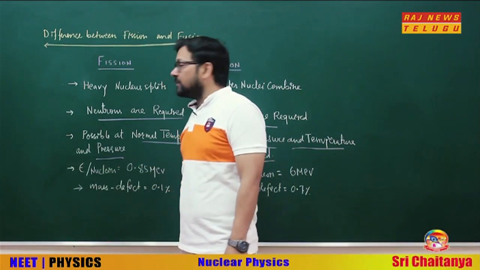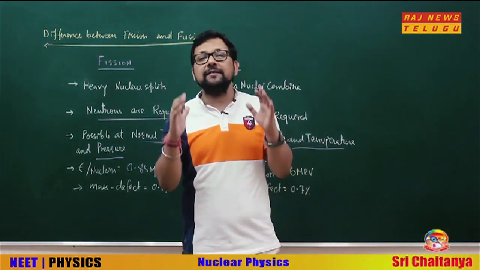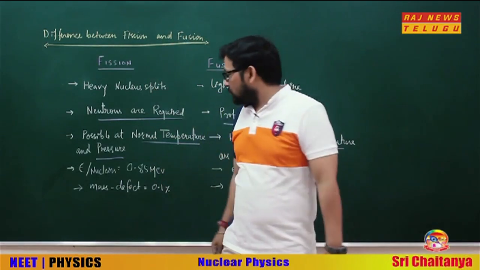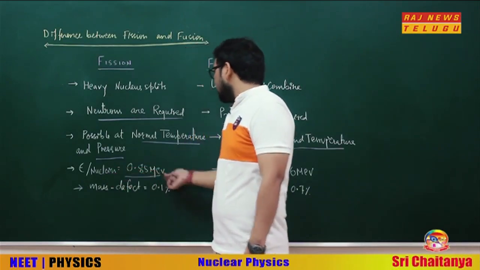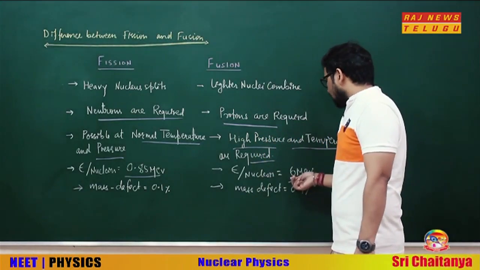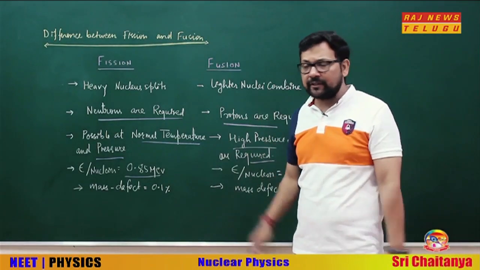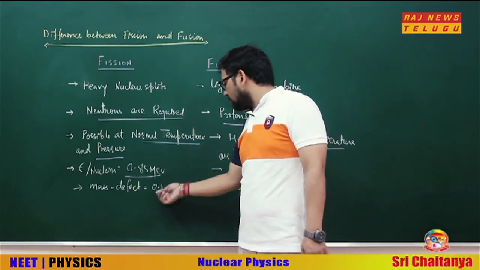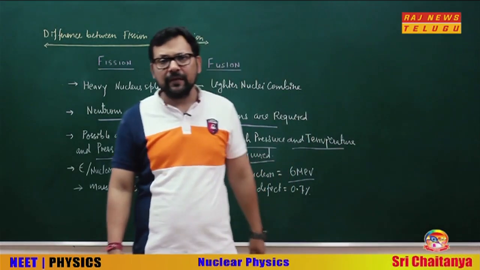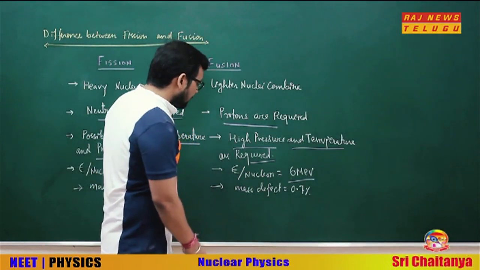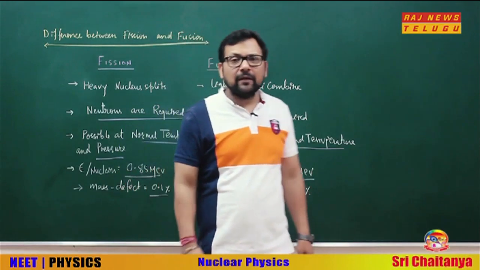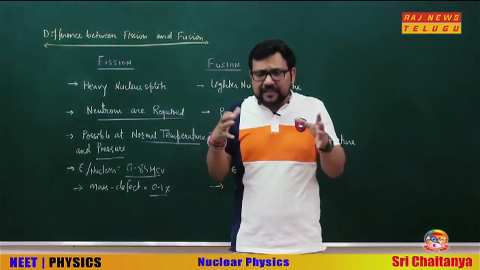Energy, if you remember, we have discussed that in fission the energy released is greater, but the energy per nucleon is lesser. So energy per nucleon is 0.85 in fission and 6 mega electron volt in fusion. It was almost 7 times greater. Mass defect in fission is 0.1%. The reactant and product mass difference is almost 0.1%. And mass defect in fusion is 0.7%.